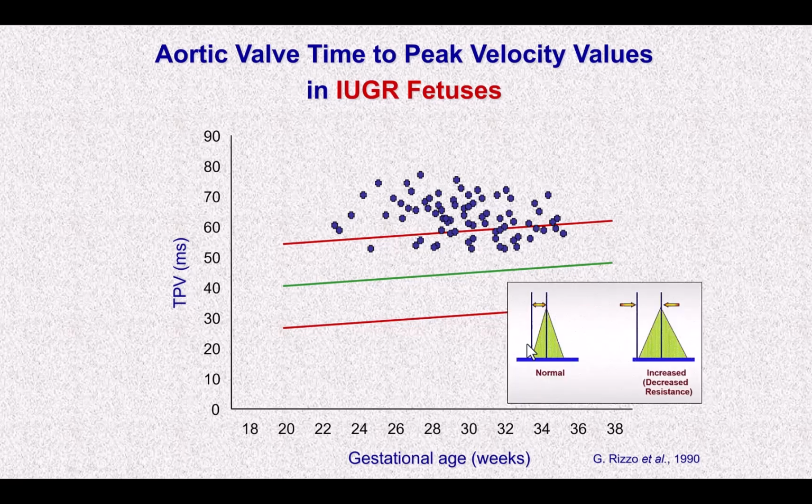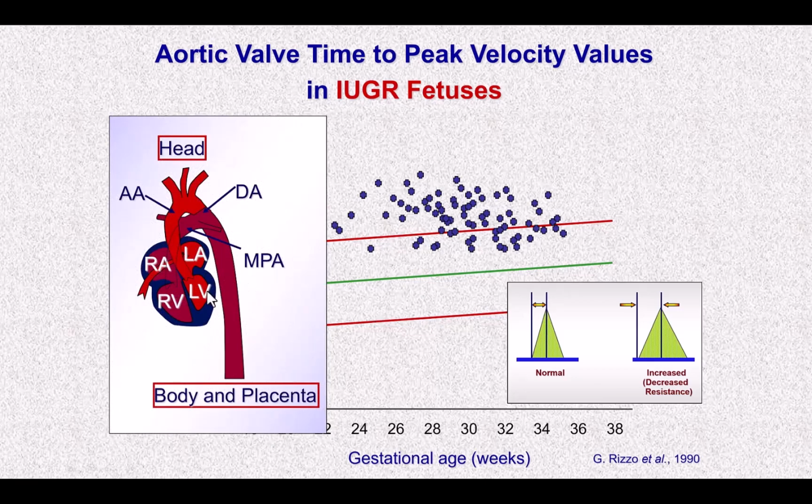Why? You can see here, when we have an increased time to peak velocity, the meaning is that the district supplied by this hemodynamic segment is a site of decreased resistance. And you can see here why, because the blood coming from the left ventricle through the aortic valve is going into the ascending aorta and the aortic arch, supplying the head and the brain, which is a site of vasodilation.